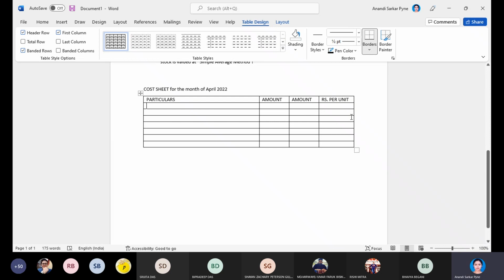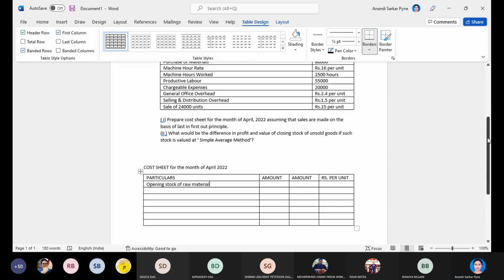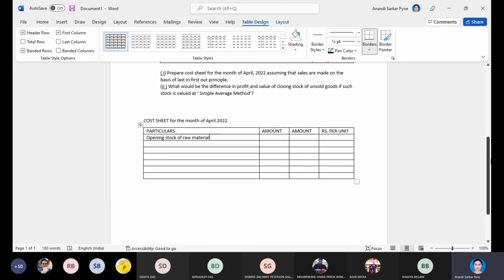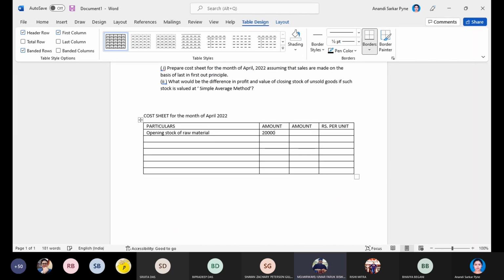So first one will be opening stock of raw material. Opening stock of raw material is 20,000. Now purchase of material, 80,000. We have to add it. So we can say this is raw materials available.